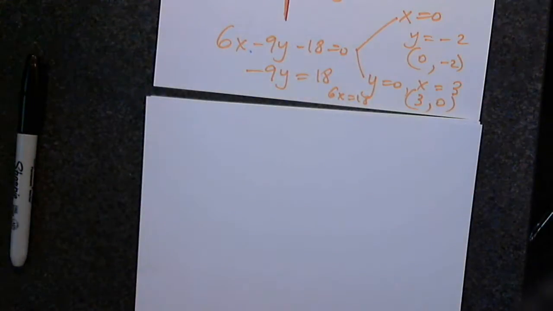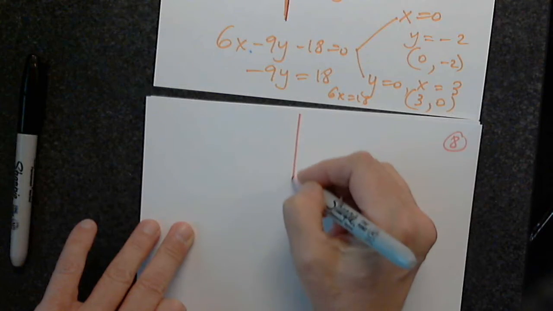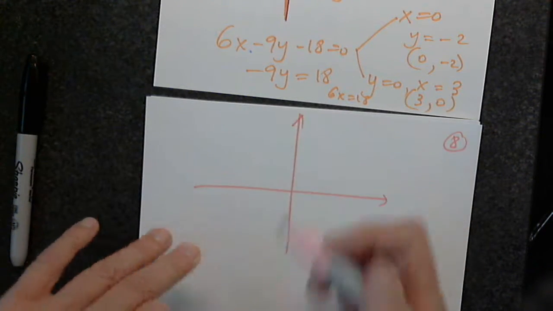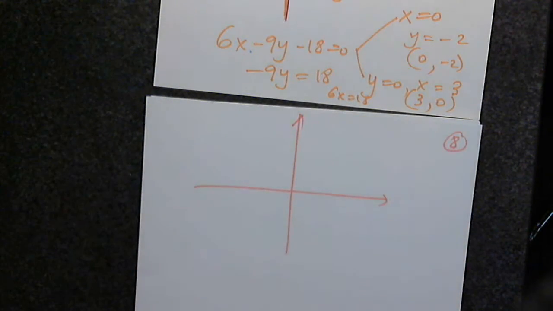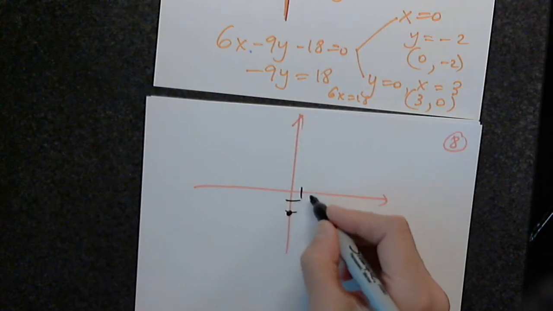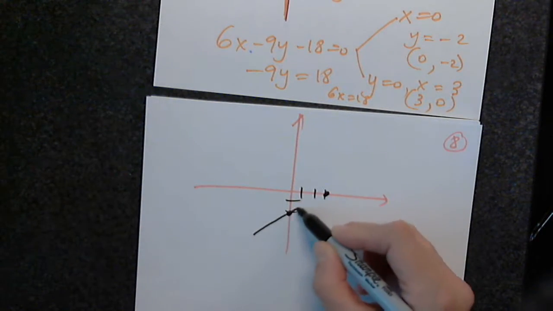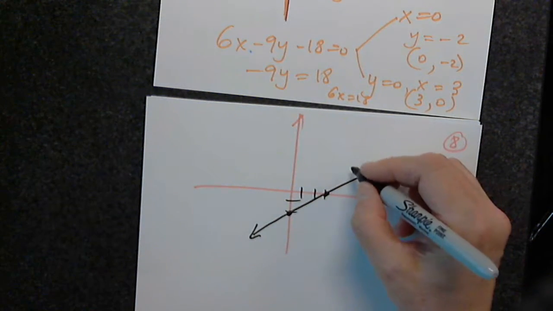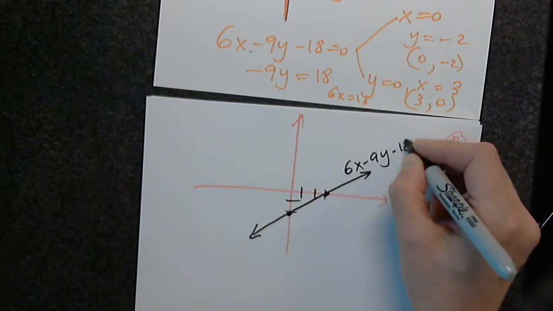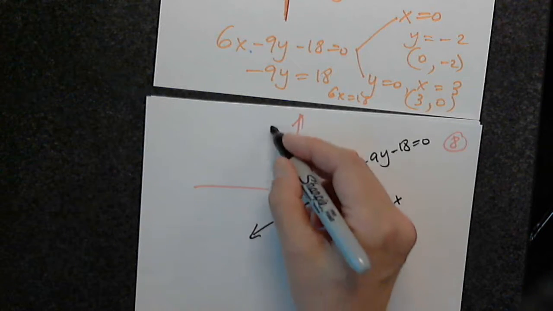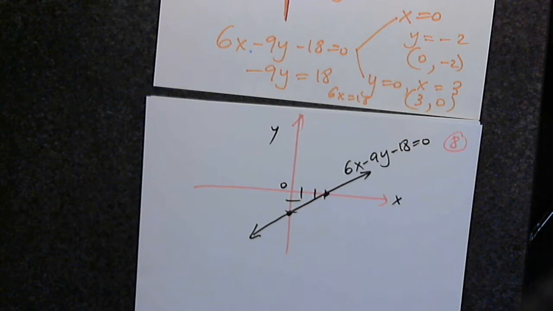Very good. So now let's graph. So the first ordered pair, it doesn't matter. The order is not important here. 0, negative 2 is this, and 3, 0 is this. Connect and extend. Please write 6x minus 9y minus 18 equals 0 anywhere you want near the graph. Above, below, left, right, whatever you want. Any questions so far?